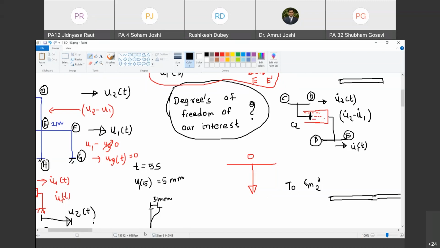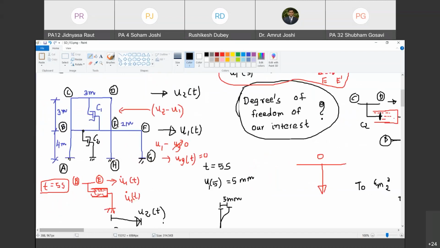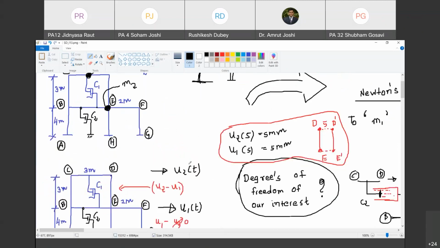Yes, sir. Okay, great. So we have understood that the forces induced in these columns are due to u1 for the ground story columns and due to u2 minus u1 for the upper story column. And we have also understood that the force in C1 is due to U2 dot minus U1 dot, and the force in C2 is due to U1 dot alone. Because UG dot of t is always 0 in this particular case. Happy? Yes, sir.